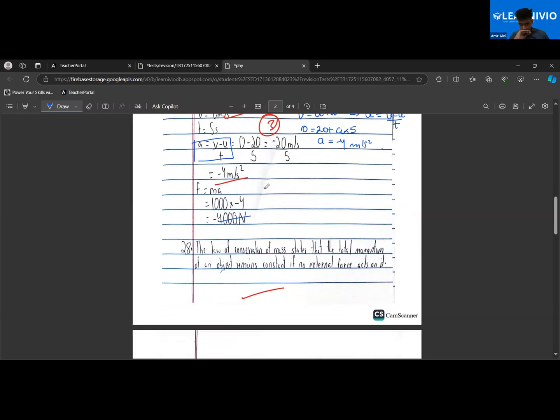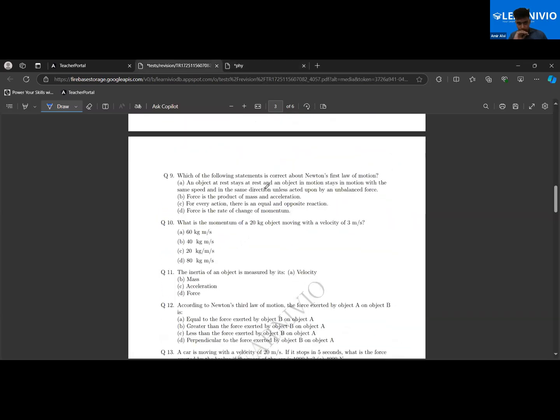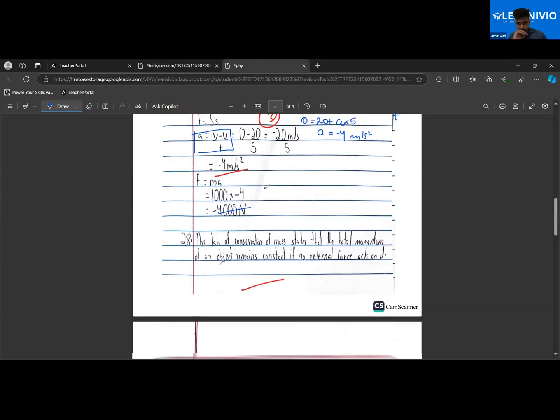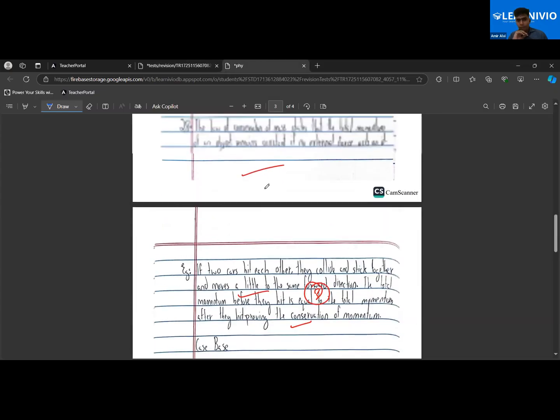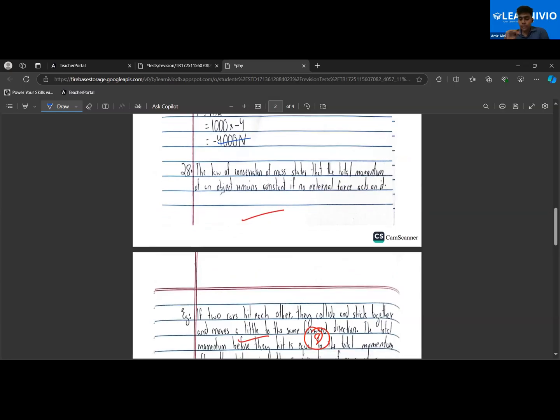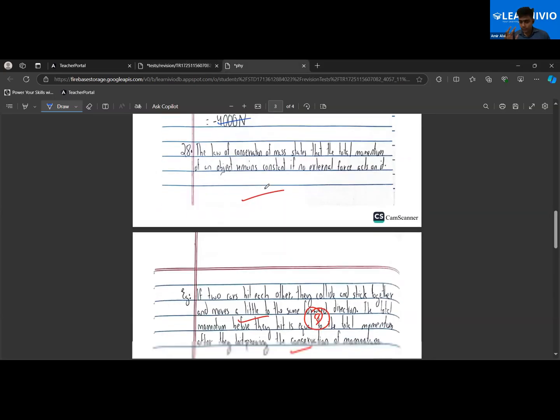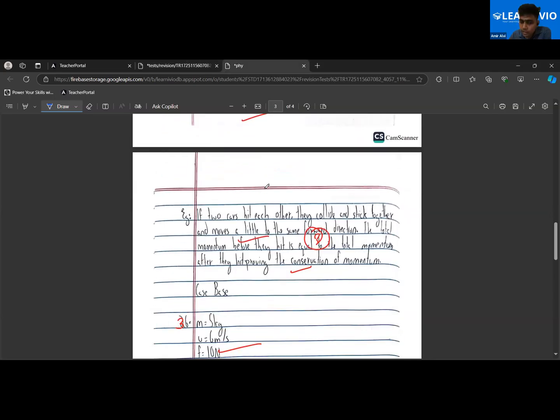Now, question number 28. It is also good that you have stated the law of conservation properly. Then you have explained it with an example, and it is a suitable example. That's very good. If two cars hit each other, they collide and stick together and move on the road. But one more thing: it's not the only case that cars, when they collide, will stick together.